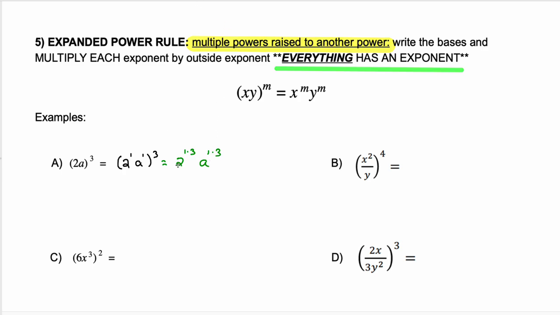Now if we simplify this, we have 2 raised to the 1 times 3 is 3. Then we have a raised to the 1 times 3 is 3. So we have 2 cubed, a cubed. Well, this goes back to what we saw before, that a cubed cannot simplify any further, but 2 cubed is just a number with an exponent, which means 2 cubed can simplify further. That means it's 2 times 2 times 2, which is 8. So our answer is 8a cubed.